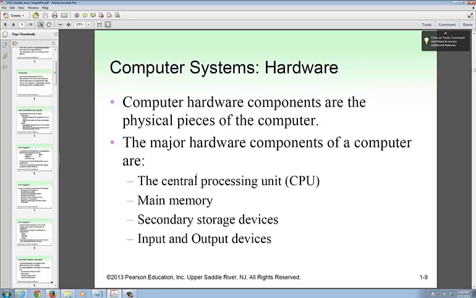This is the major hardware components of the computer. There's the CPU, the main memory, secondary storage devices, and input-output. I'd like for you to know that there are two parts in the CPU: what's called the ALU and the control unit. Those are the two parts.